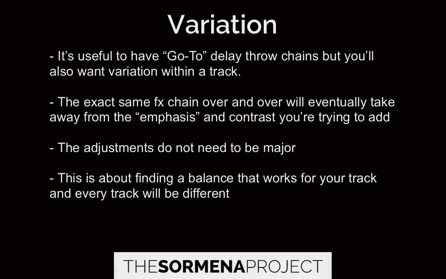Automation goes hand in hand with variation. So even though in the last slide I was talking about wanting to appeal to expectation, there's also an element of variation in there. This is all about finding that balance. This last bullet is probably the most important point from the entire presentation. It's useful to have go-to delay throw chains and even just delay processing chains in general, but you'll also want variation within a track. So if that means setting up some macro controls, if you have that option, by all means, make sure that you do that so that you can get those subtle bits of variation so that things don't start to get a little bit too cliche, or really they just start to become boring.